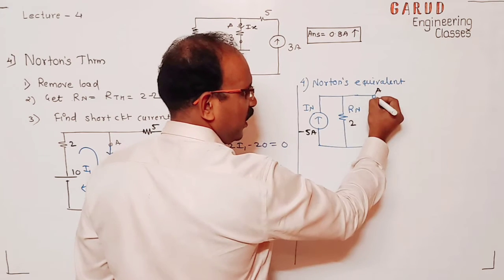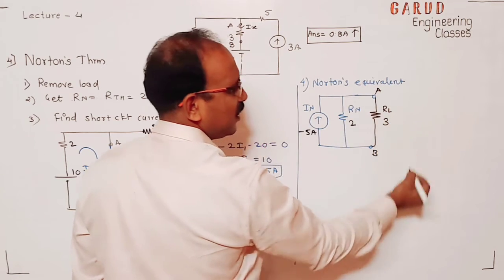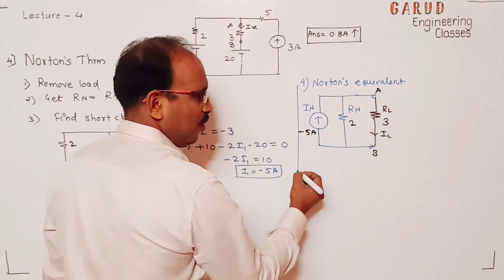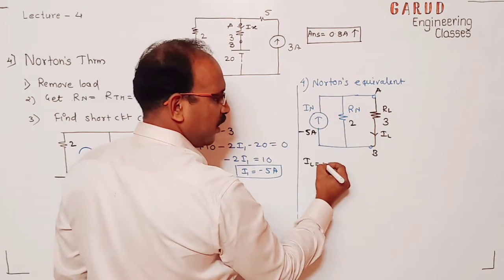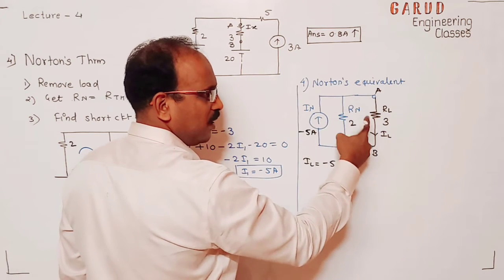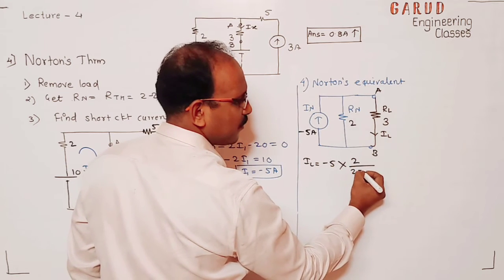Now we have to connect our load. What was that? It was 3 ohm. So using the current division formula, I can find IL. What is IL, or Ix, equal to? Incoming current into the opposite branch upon this plus this.